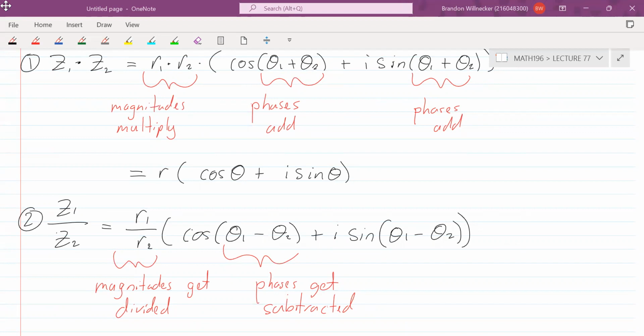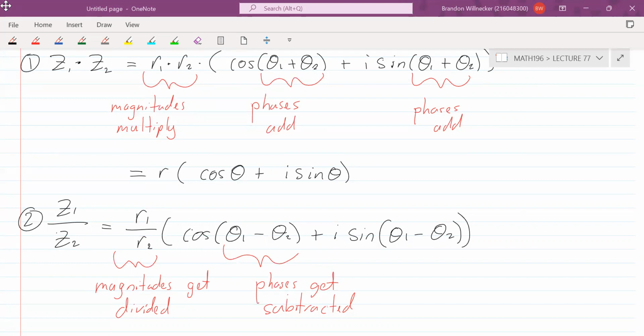Now, these nice properties only apply to multiplication and division. If you were to add or subtract two complex numbers in polar form, it wouldn't look so nice as this. So these nice properties of adding phases and subtracting phases are only for multiplication and division.